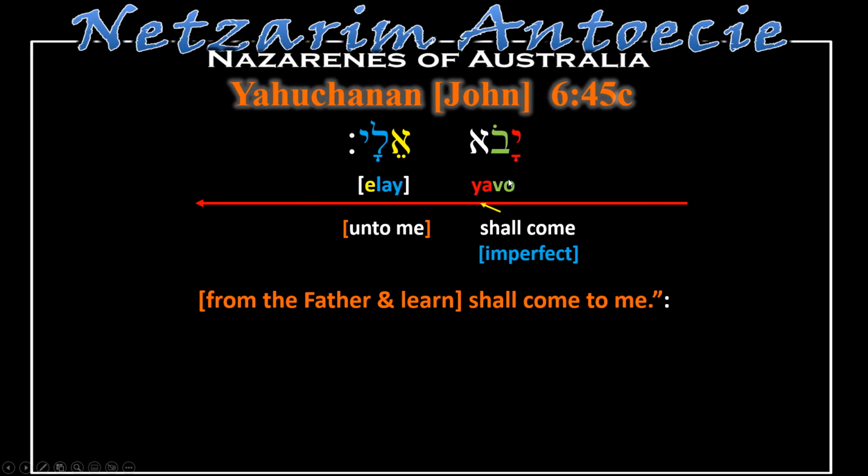And we have 45c now. And we have Yod, Vav, Aleph, Lamed, Yod. Yavo, shall come, or he shall come, right? Elai, unto me. From the Father and learn shall come to me. And we read it: Yavo, Elai, shall come unto me.